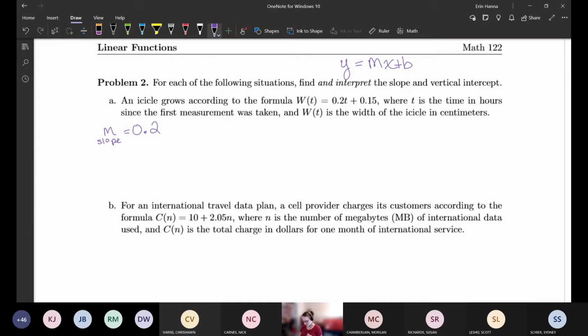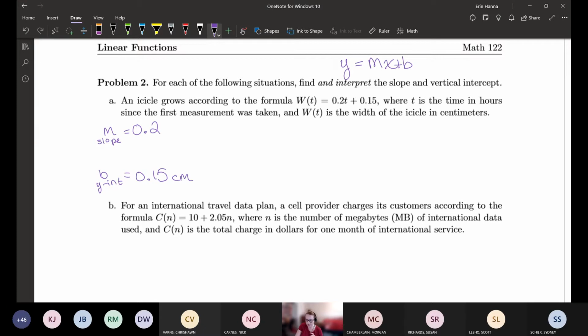There we go. So the slope is the 0.2. You never take the variable with you. Okay, you never take the variable as part of the slope. That's not a thing. And then our b value, which is our y-intercept, would be the 0.15. So I'm going to interpret them in a second, but let's look at the units. I want to talk about the y-intercept first because I think that one is a bit more familiar to us at this point. So the y-intercept is going to be a y value, in this case a W of t value. So the units on the W of t values are width in centimeters. So this would be 0.15 centimeters.